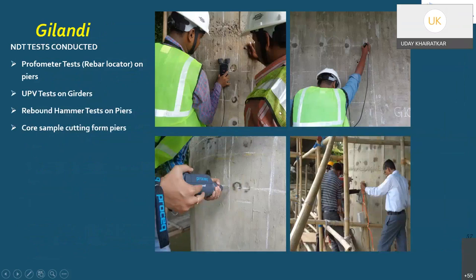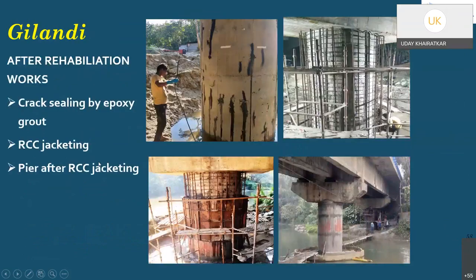Here also we have done handy non-destructive tests on site, and we have even taken cores. And we have suggested rehabilitation measures, and the state government immediately took this up. And you can see the strengthening of the pier by jacketing. A photograph of before the jacketing and after jacketing is shown over here.